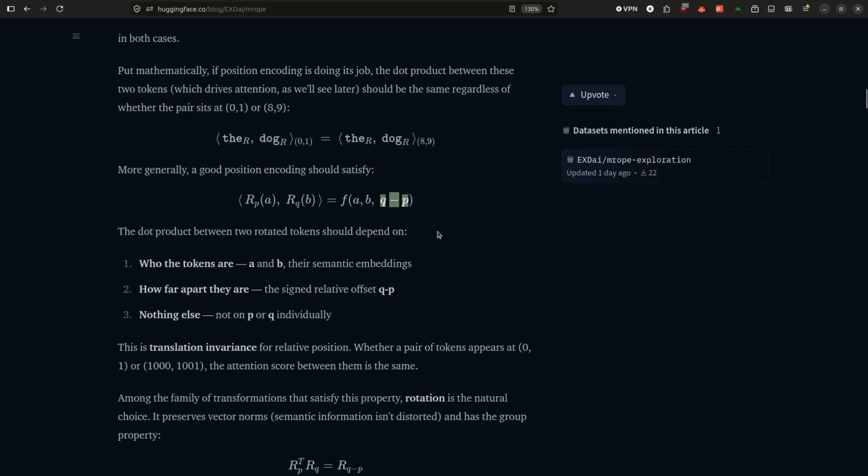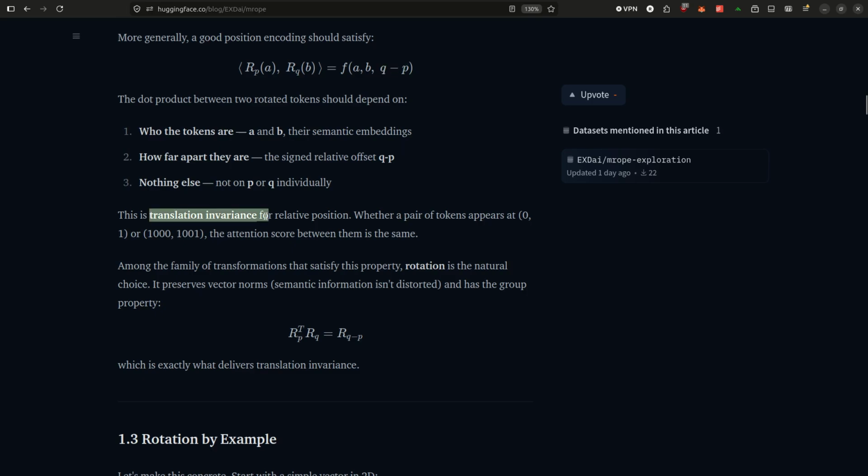Okay, this is called translation invariance, and it feels fairly obvious, right? Like if you want to encode position, we should do it in a translationally invariant manner. Cool. It so happens that among the family of transformations that satisfy this property of the dot product being the same, rotation is a very natural choice. And it has another benefit, which is it preserves vector norms, which simply means that the size of the vector doesn't change, right? You can see that intuitively. If I rotate a vector, the length of the vector doesn't change, just where it's pointing changes.